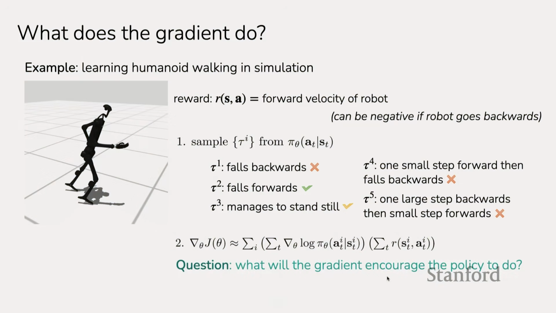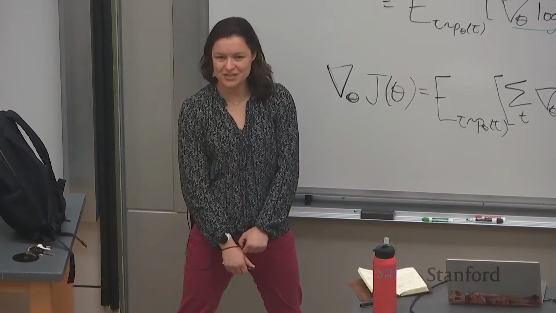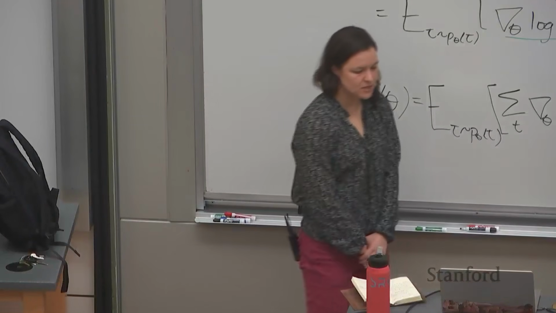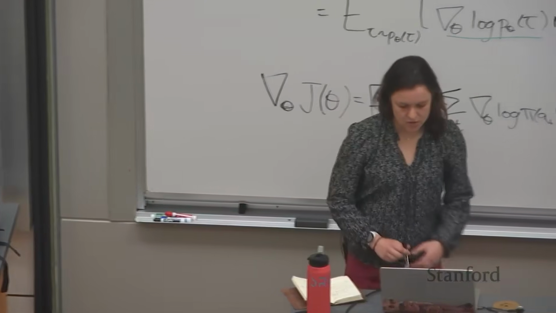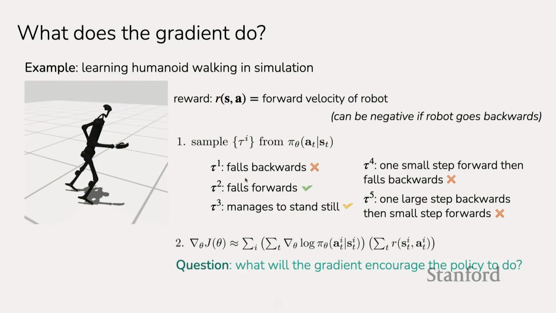Okay, let's come back. If you want to share your answer, can you raise your hand? Okay, so the gradient will encourage it to fall forwards and potentially stand still. So, cool. That's mostly correct. So if we think through each of these trajectories, the first one, the reward will be negative here. The sum of rewards over the entire trajectory will be negative for 1, 4, and 5. It should be about 0 for 3. And for 2, the sum should be positive.